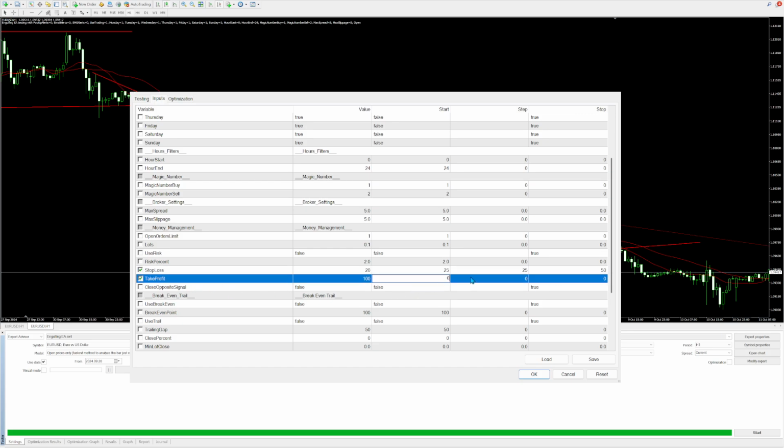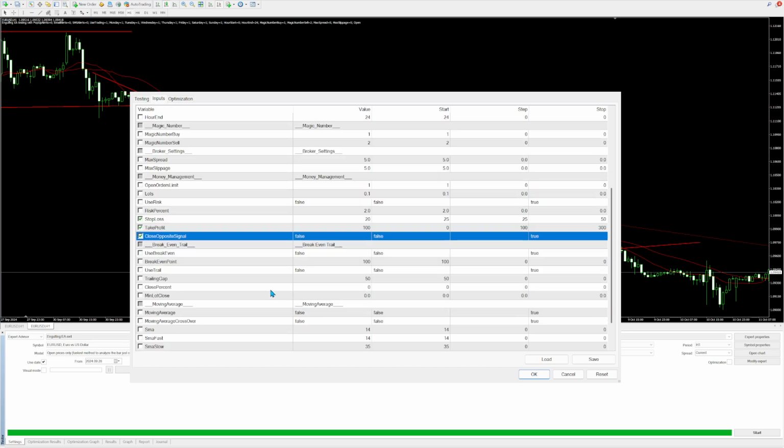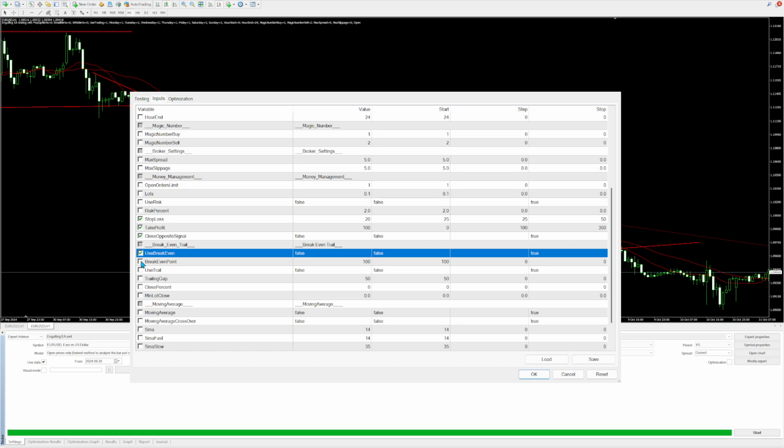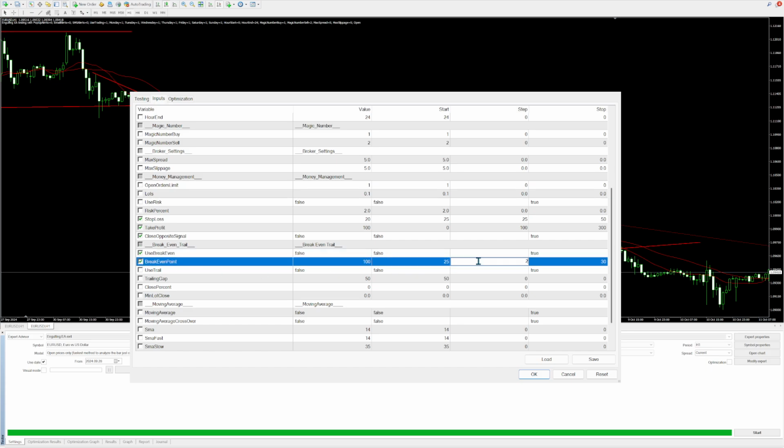Take profit, we'll do 0 in 100 steps, I think we'll stop at 300 there. So this will test take profit of 0, 100, 200, and 300, because we're starting at 0, going up in 100 increments, and stopping at 300. Okay, close opposite signal, we can test true or false. Use break even, true or false. Break even point, let's start 25 pips, go up in 25 pip increments, and stop at, let's say, 50.